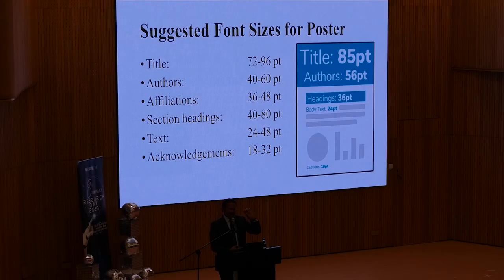Then there are the section headings. The section headings are very important because they give you clarity about aims, introduction, the methods, results. So people read through the headings, and you need to have certain visual attraction for that. Typically headings are about 40 to 80, depending on where you place it.